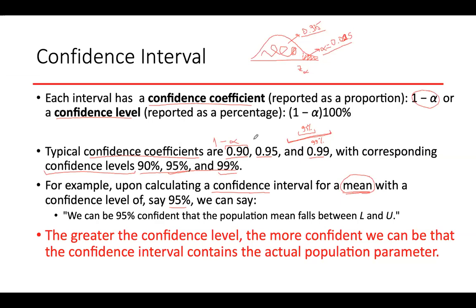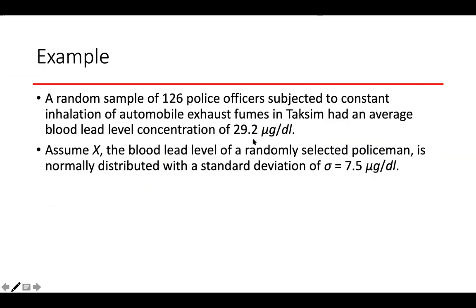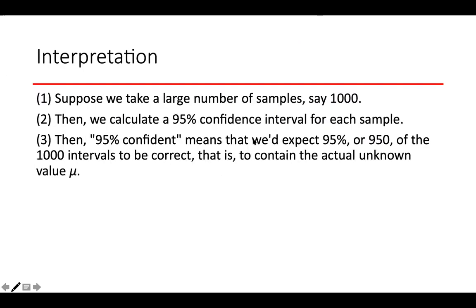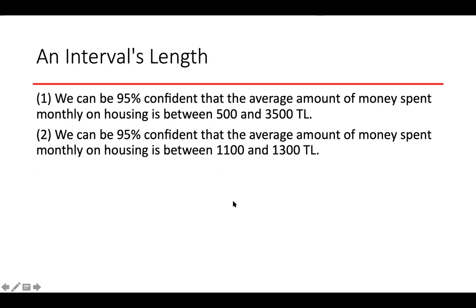Let me give you one example on that, okay? For example, here, I'm going fast, but let me tell you here. For example, if I say I am 95% confident that the average amount of money spent monthly on housing rent is between 500 and 3,500 Turkish liras. Is it a good estimation, arkadaşlar? Is it a good estimation?